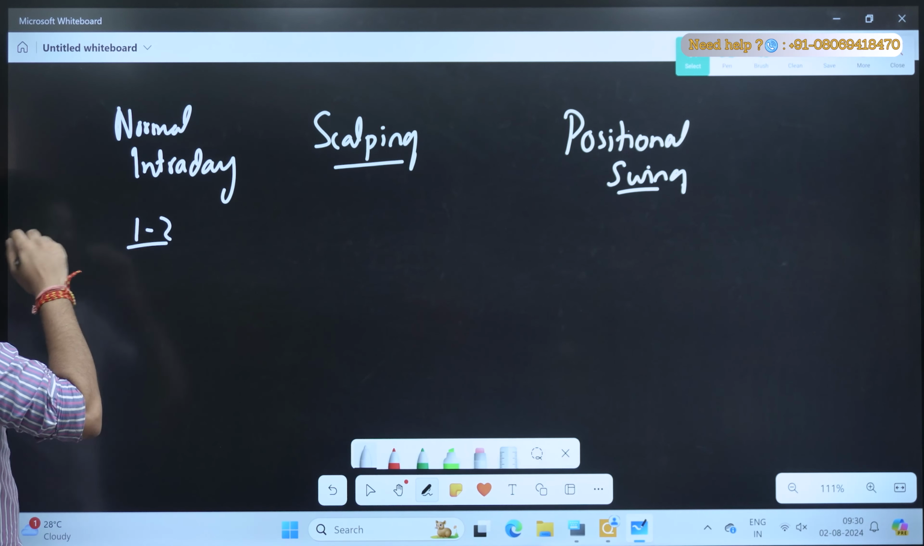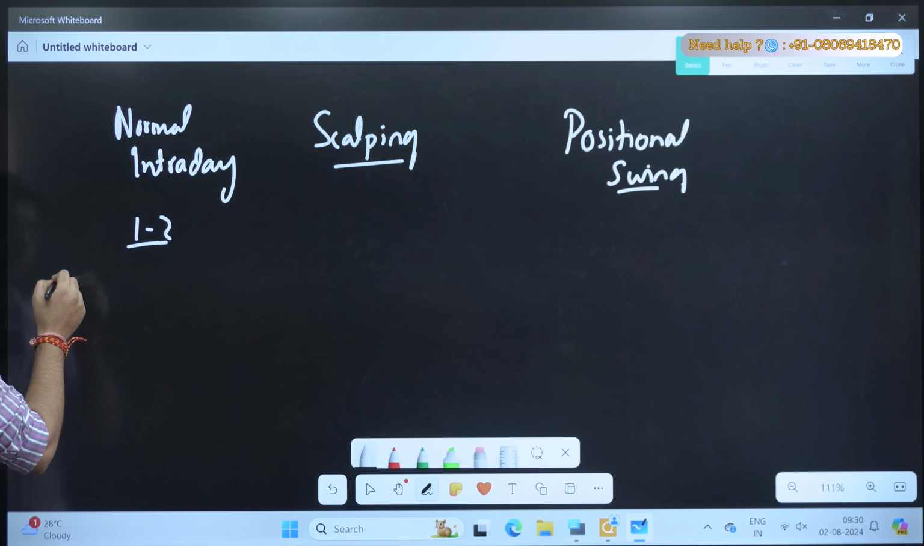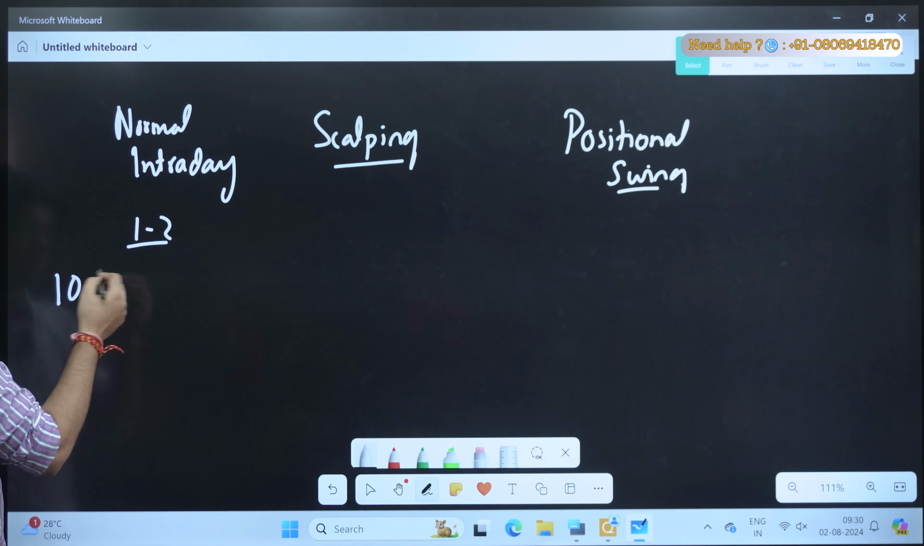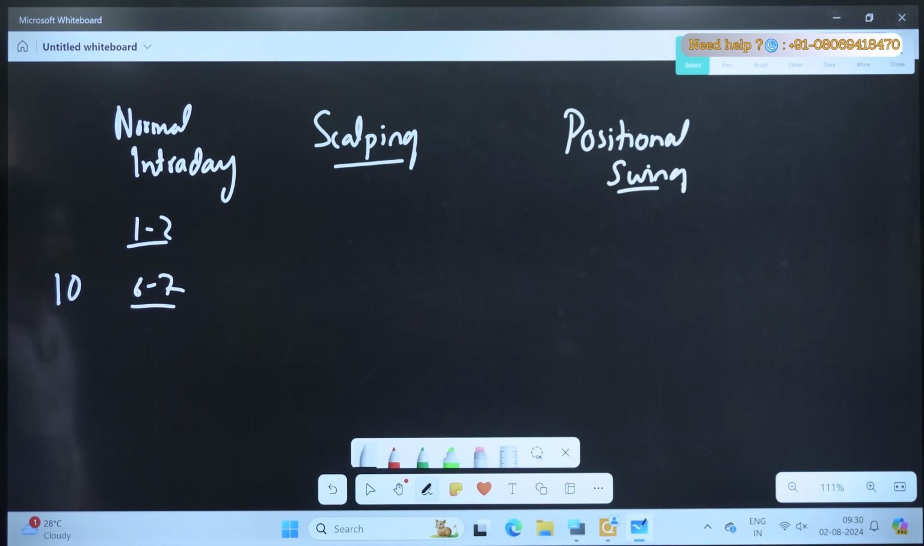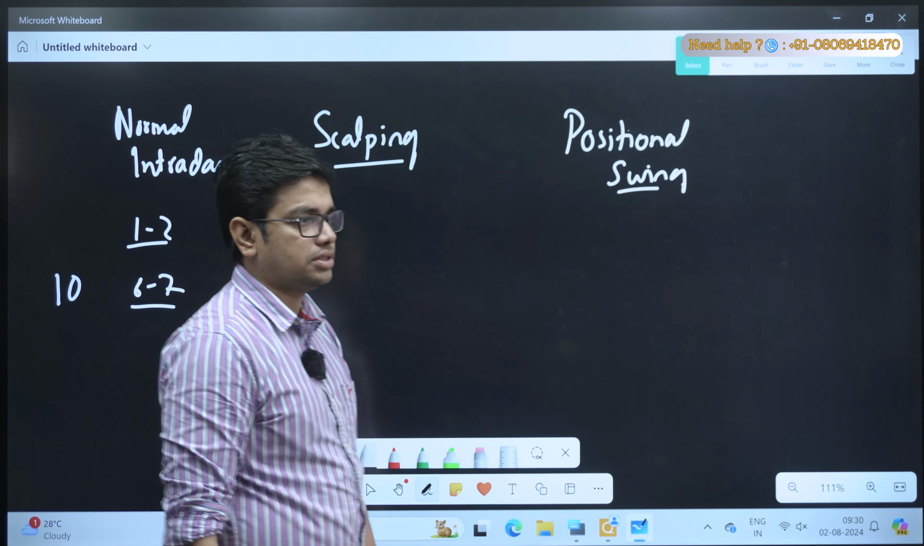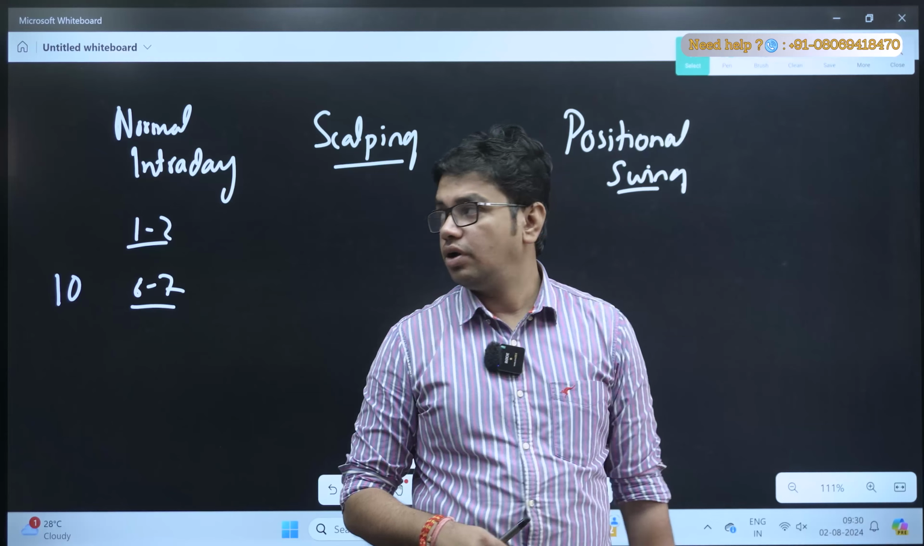So if they're like 5 to 6 scripts, let's just say 10 scripts. Out of 10 scripts, you might get at least 6 to 7 stocks in your favor, at least 6 to 7 stocks.